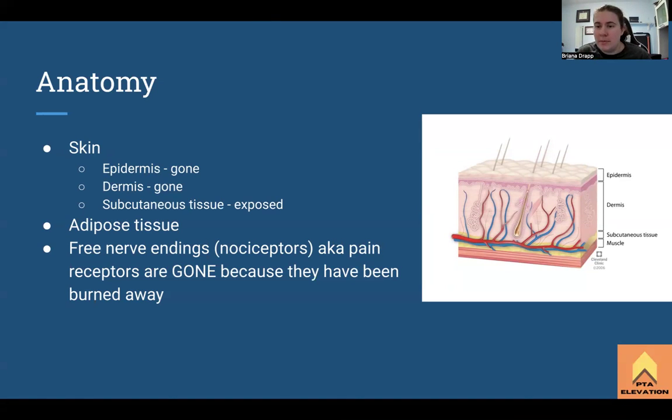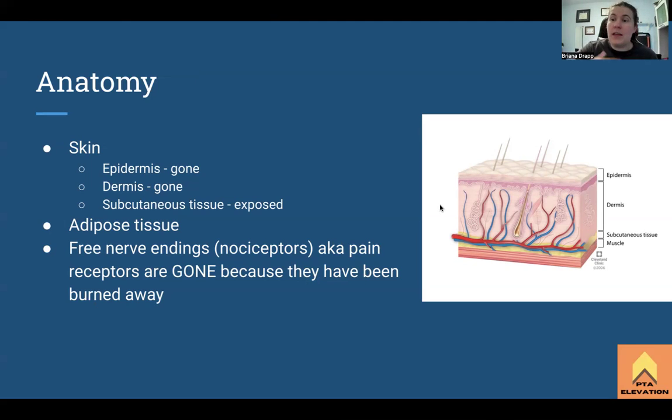So with a third degree burn, epidermis gone. Dermis gone. Subcutaneous tissue, it's now exposed. In the subcutaneous tissue, tons and tons of fat, adipose tissue, and all of that is exposed. Our free nerve endings, aka our nociceptors, our pain receptors, are gone. They have been burned away. Why? Because they're located in many parts of the dermis and everything. Once we get to the hypodermis, aka the subcutaneous tissue, they're gone.